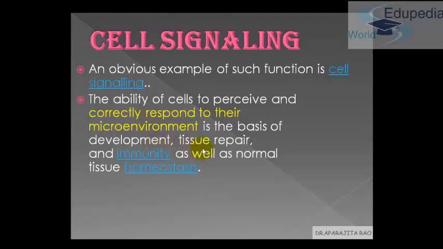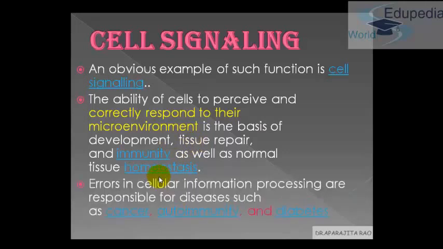So why is this important? Because this property forms the basis of development, tissue repair, immunity, and homeostasis. So if there is any error in how the cell perceives the cellular information, we'll have many diseases like cancer, autoimmunity, and diabetes also.